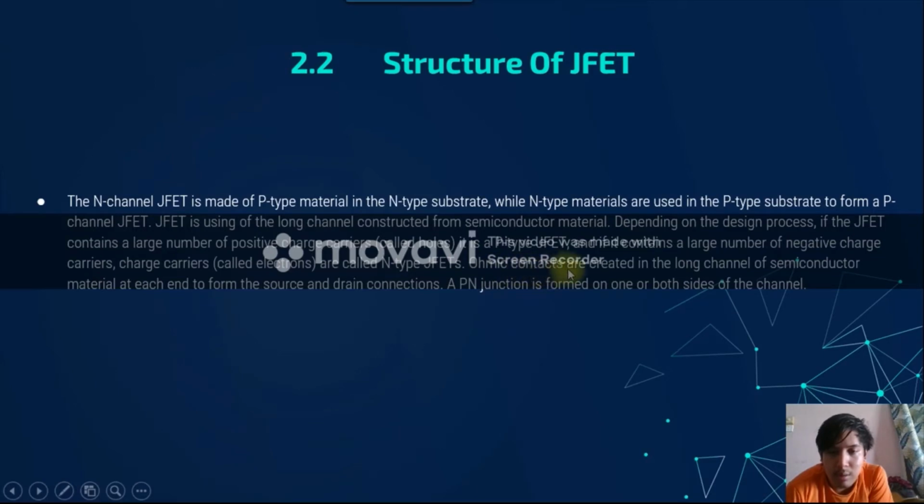Ohmic contacts are created in the long channel of the semiconductor material at each end to form the source and drain connections. A PN junction is formed on one or both sides of the channel.